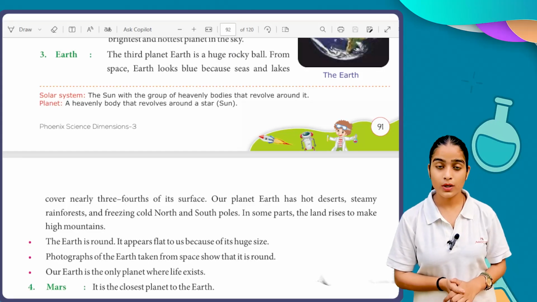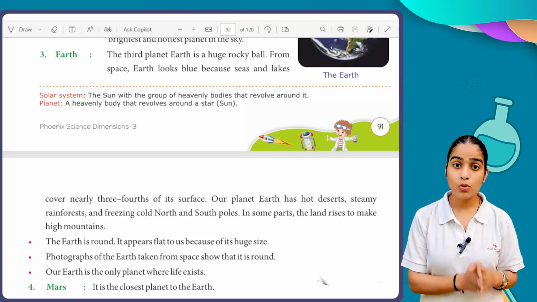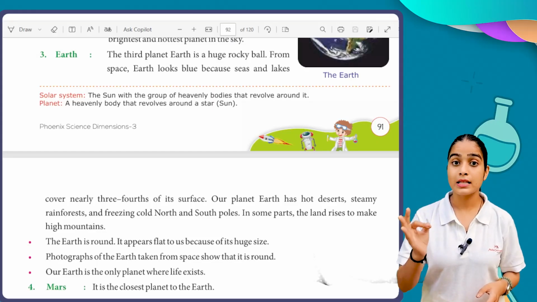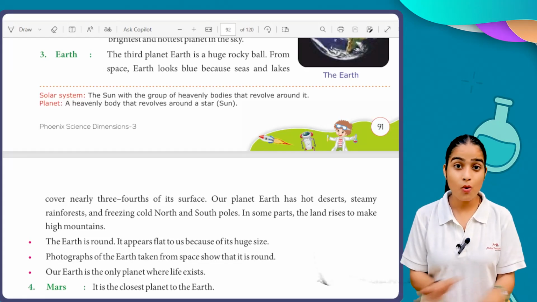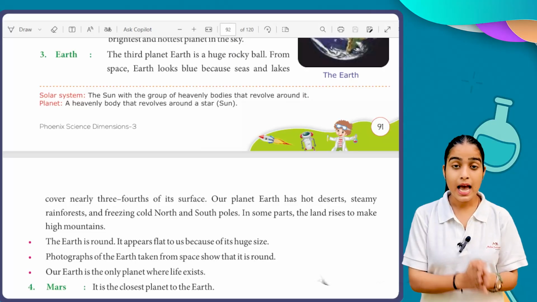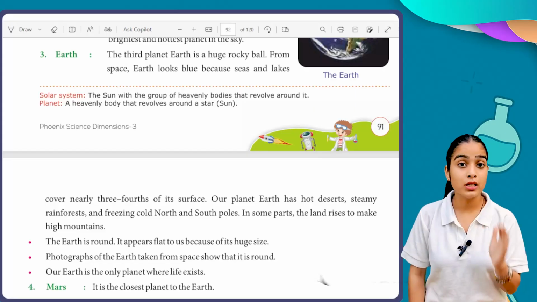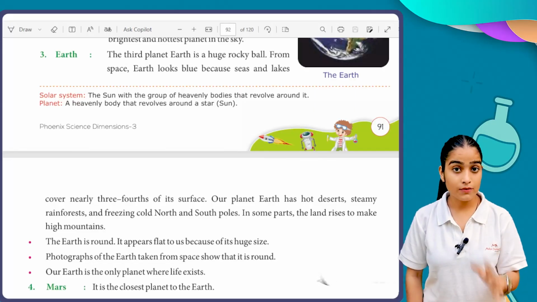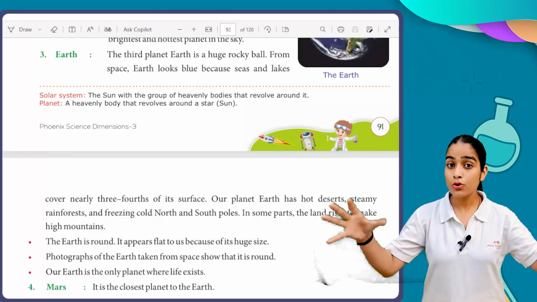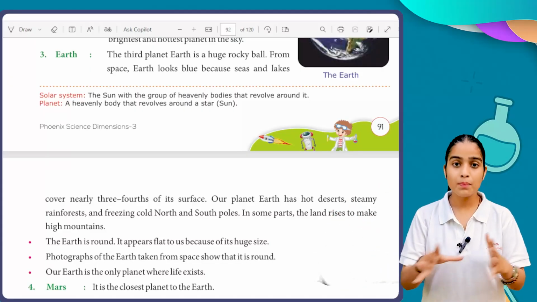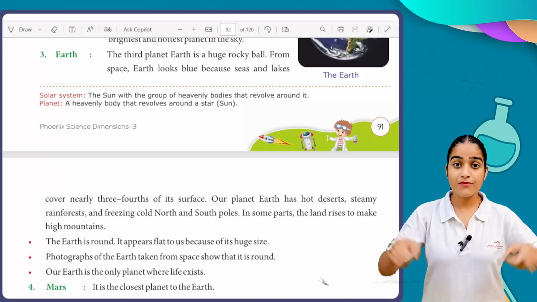So what we understand is that in the solar system we have a total of 8 planets, and among those 8 planets only Earth has life. There are no human beings, no plants, no animals on the other planets; only Earth has these things. And Earth is covered with 3/4 water, and Earth is spherical in shape, but because of its huge size, it appears plane. Okay, so it is not plane, it is round, it is a sphere.